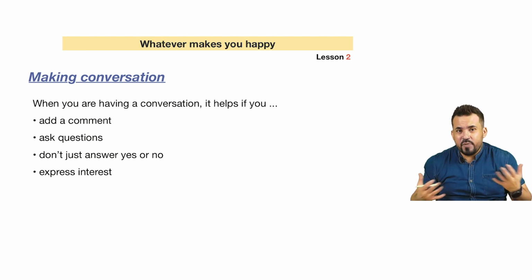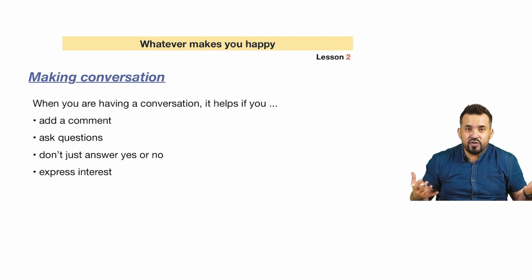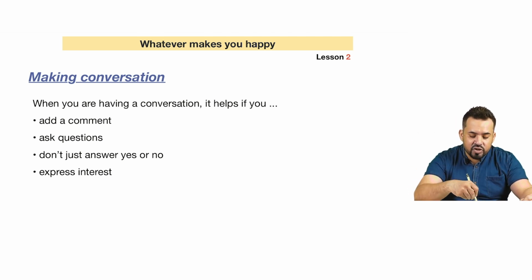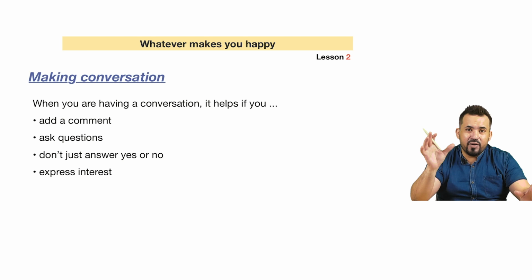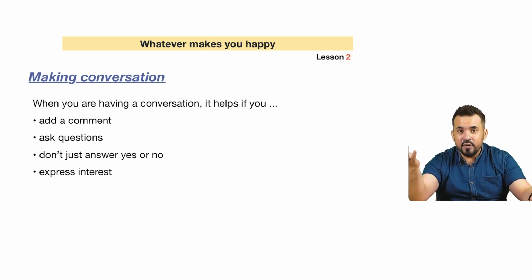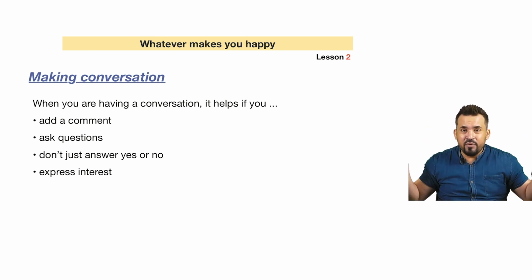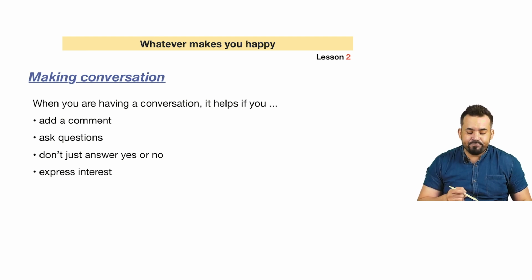Second thing is ask questions. When you ask questions, people think you're interested or know you're interested because you're asking questions. You want to know details. Don't just answer yes or no. If people ask you a question, don't just say yes or no. That's considered rude and abrupt, and that will just convey the sense that you don't want to talk to the person. So, they'll normally just back off. They will stop talking to you because you're rude. You don't want to talk to them.